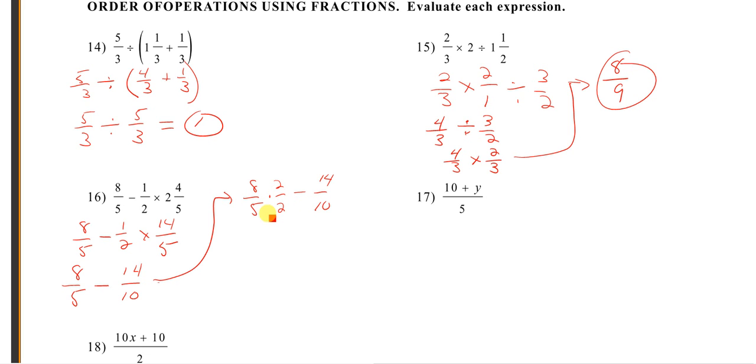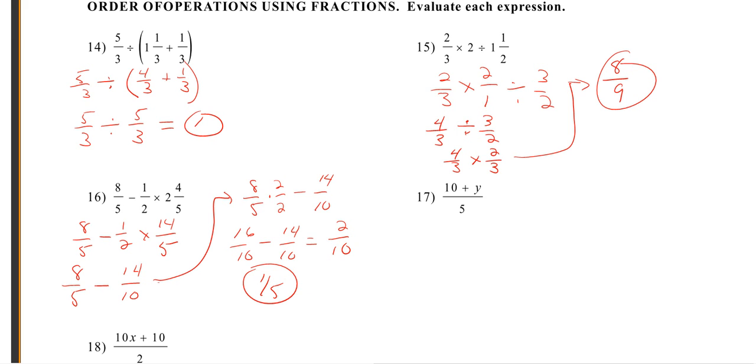So anyway, 8 times 2 is 16/10 minus 14/10. So they have a common denominator, so the numerators subtract. 16 minus 14 is 2/10. Let's reduce that. That would be 1/5. And let's circle the answer.